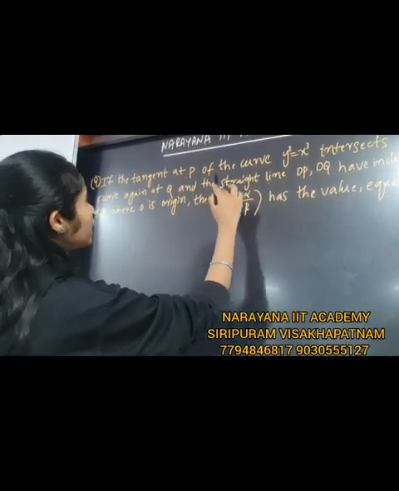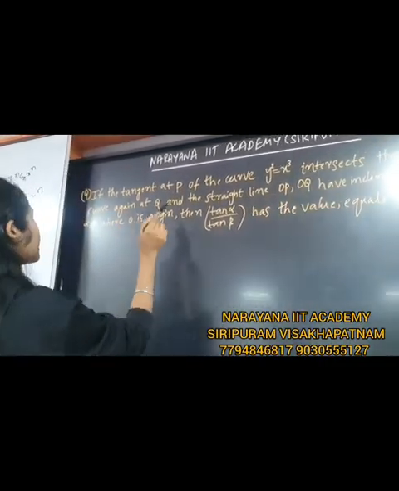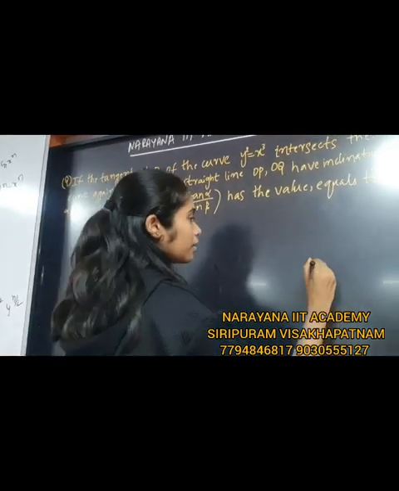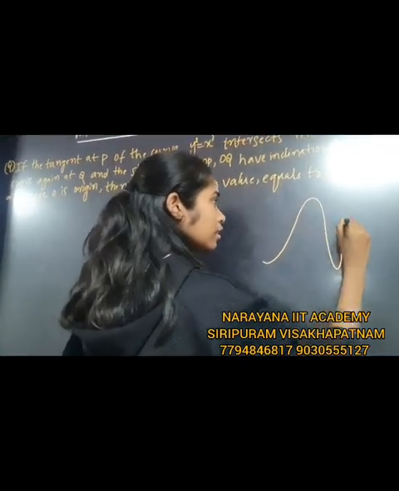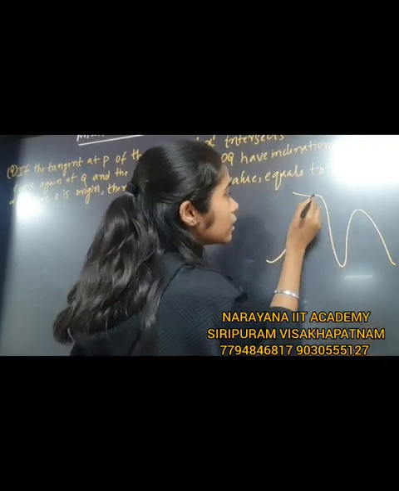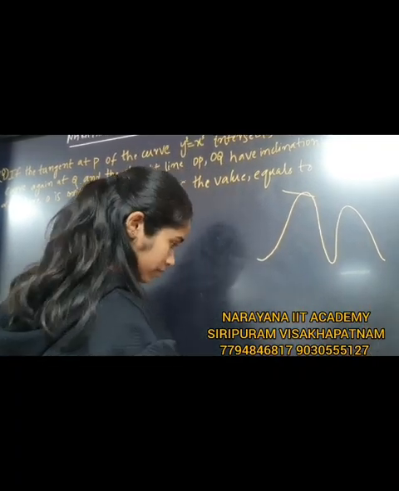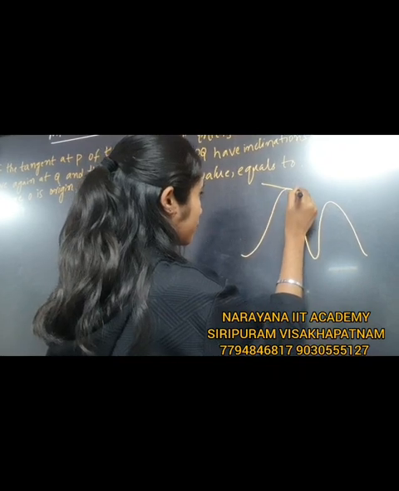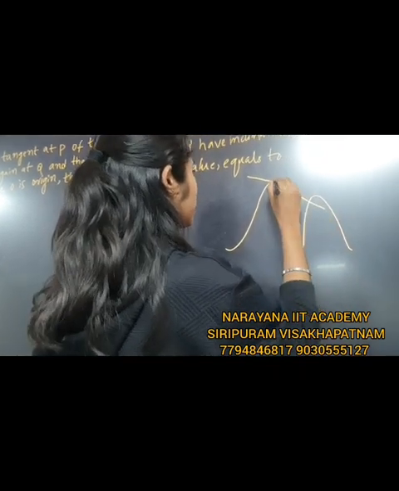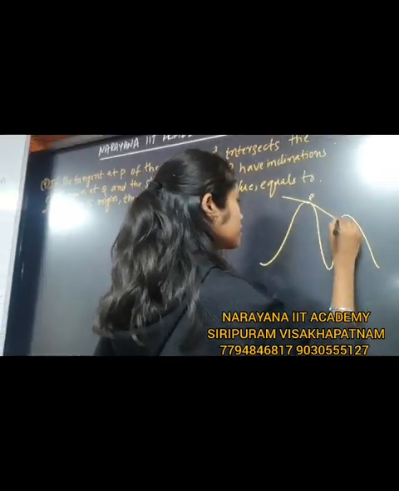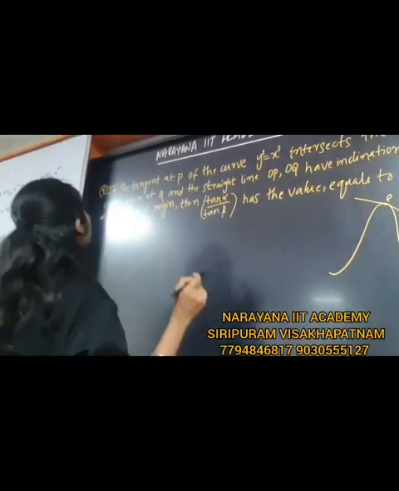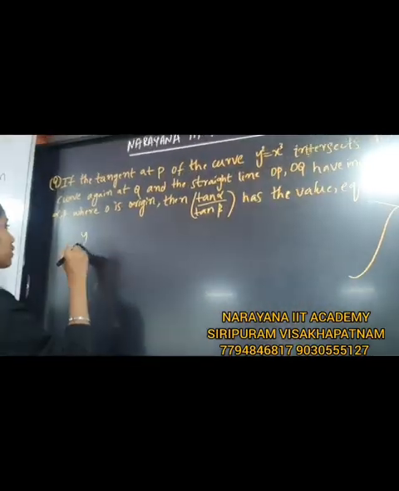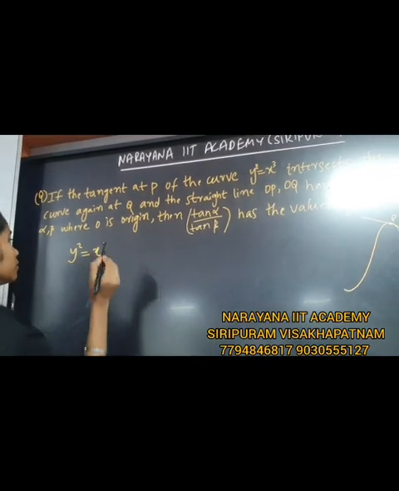If the tangent at P of the curve intersects the curve again at Q, that means the curve will be like this, and the tangent meets here at P and here intersects at Q. Let this point be P and this point be Q. Here the given curve is y square equals x cube.